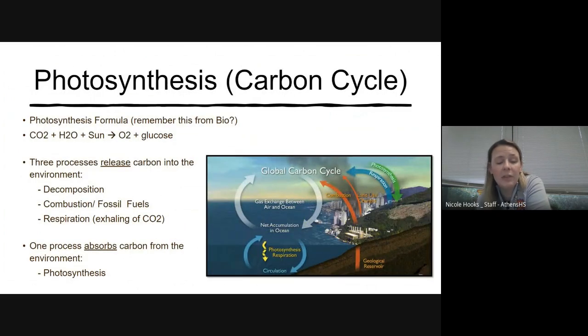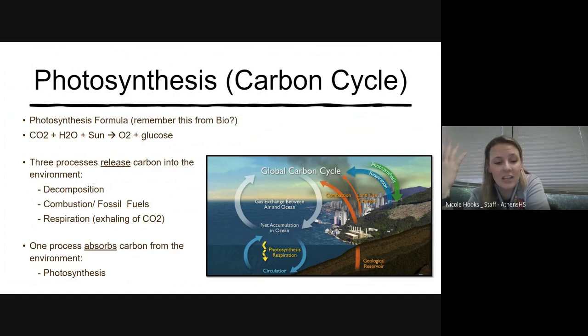Okay, briefly, we're going to talk about the carbon cycle. You should know this from biology, but essentially, we know what goes in and comes out to make food. The photosynthesis formula, you should know that. But in general, there are three processes that release carbon dioxide into the atmosphere or carbon into the environment, and that's decomposition, so the breaking down of things and releasing carbon dioxide into the atmosphere by bacteria or anything like that. Combustion, so burning things, burning fossil fuels, and respiration.